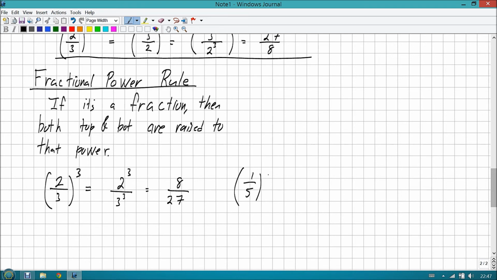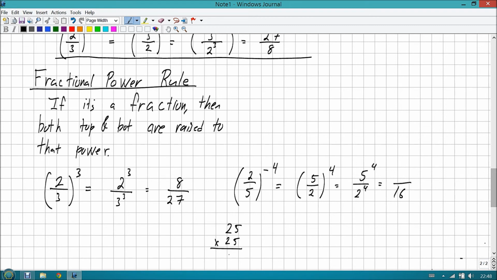2/5 raised to the negative fourth power becomes, well, we've got the negative, right? So we just flip it. It becomes 5/2 raised to the fourth power, which becomes 5 to the fourth over 2 to the fourth, which becomes, let's see, 2 to the 4th is 2, 4, 8, 16. So it's going to be over 16.